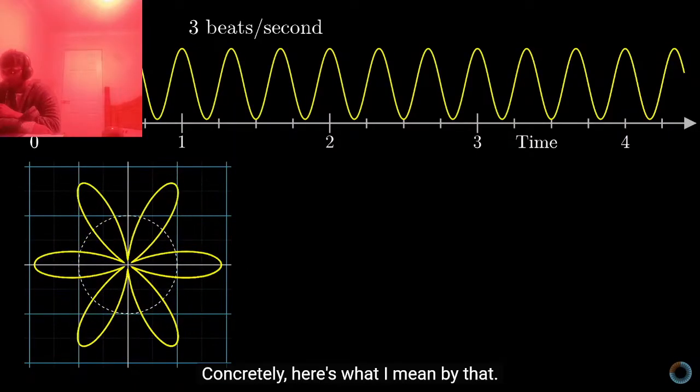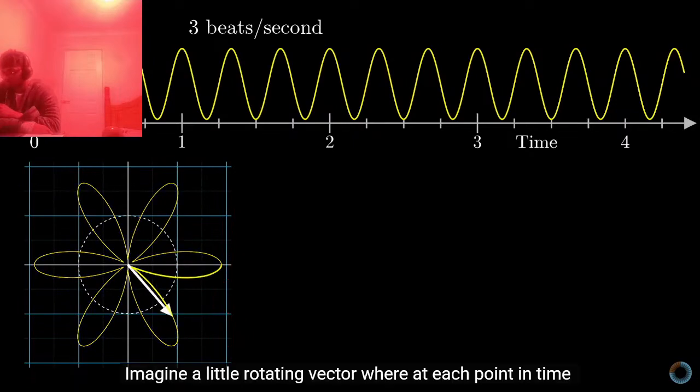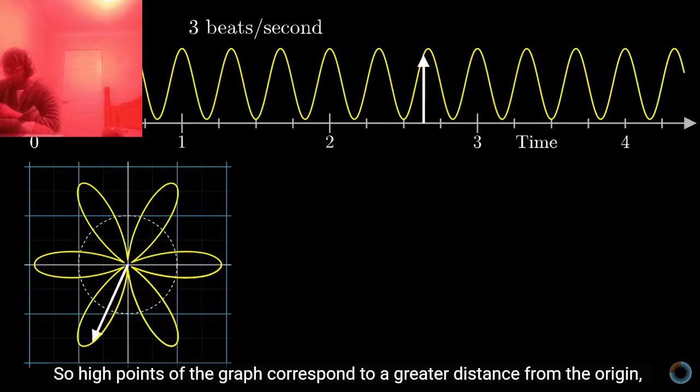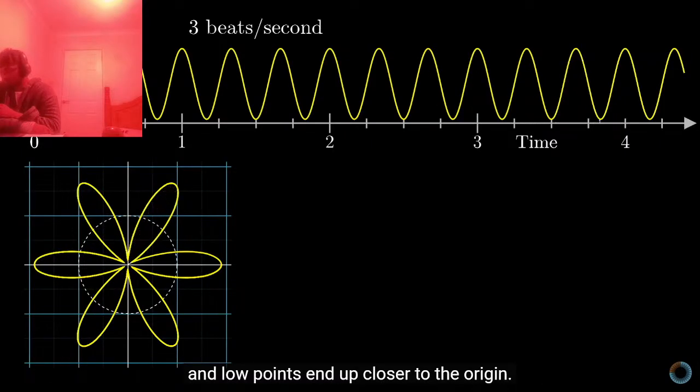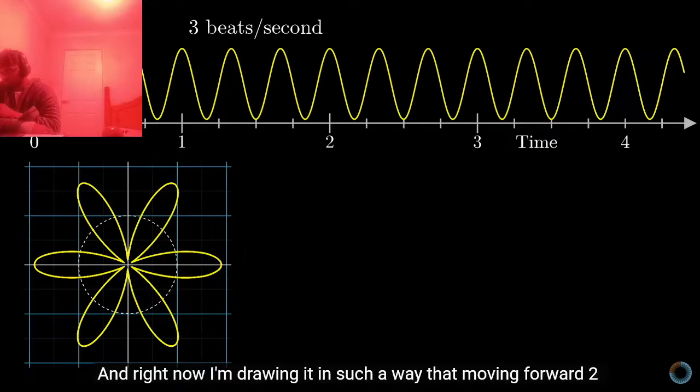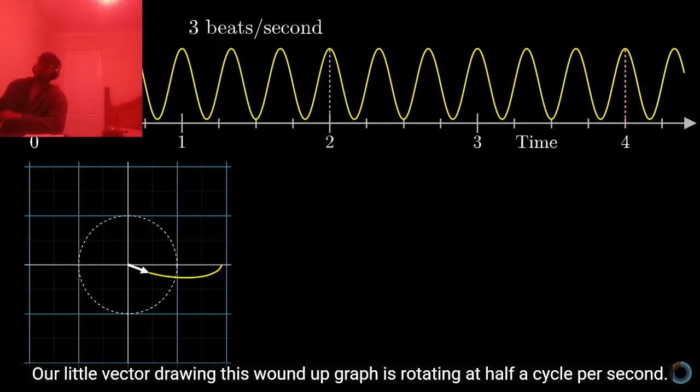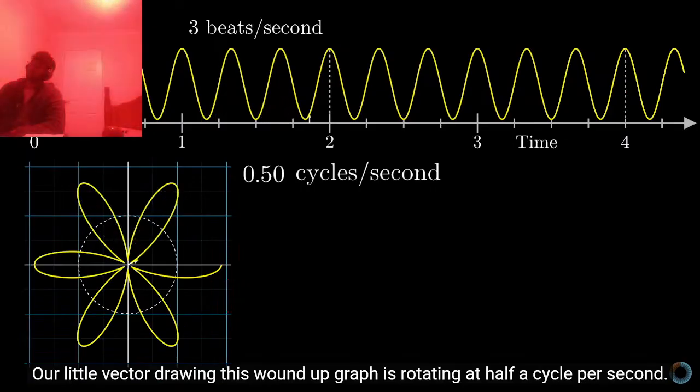Concretely, here's what I mean by that. Imagine a little rotating vector where at each point in time, its length is equal to the height of our graph for that time. So high points of the graph correspond to a greater distance from the origin, and low points end up closer to the origin. And right now, I'm drawing it in such a way that moving forward 2 seconds in time corresponds to a single rotation around the circle. Our little vector drawing this wound-up graph is rotating at half a cycle per second.